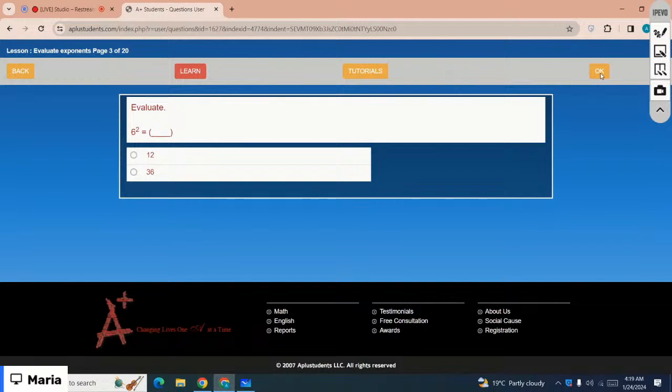Evaluate 6 square. Which is the correct option? 6 square means, yes, you need to do 6 times 6. You have to multiply 6 two times. So the correct option is 36. Got it?